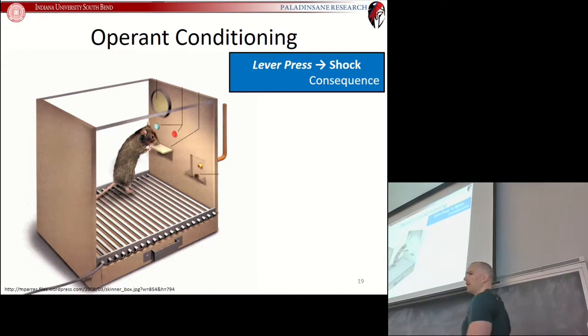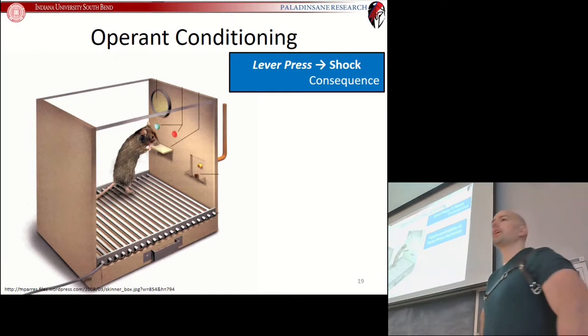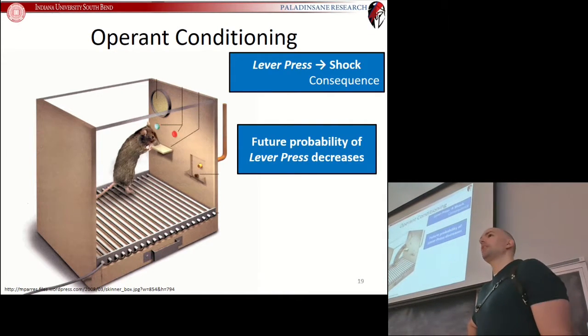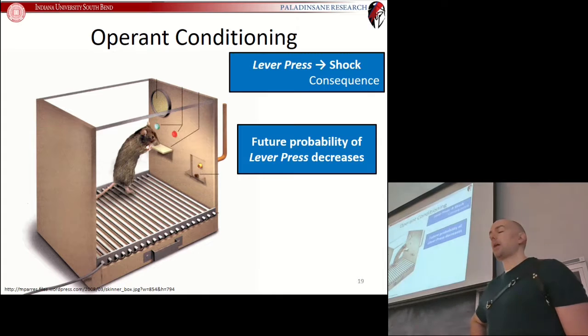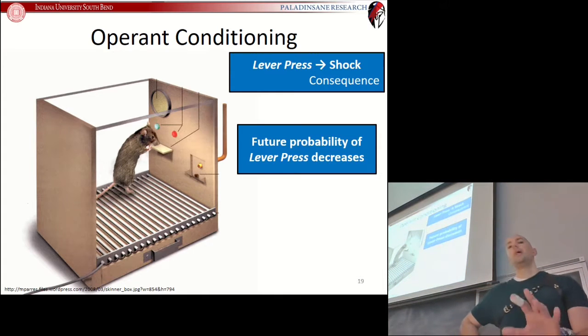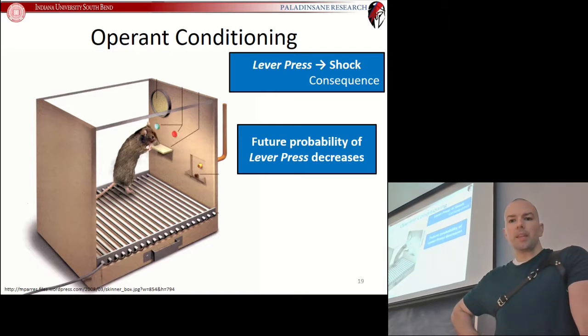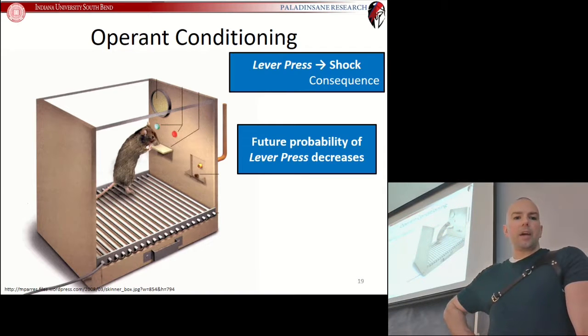On the other hand, as you can imagine, if the lever press led to a shock, when you press the lever, all of a sudden the floor is shocked, that would lead to a future probability of the lever press decreasing. So again, the learning that occurs is measured in terms of, does this operant behavior go up in probability, or does it go down in probability? Both are forms of operant conditioning.